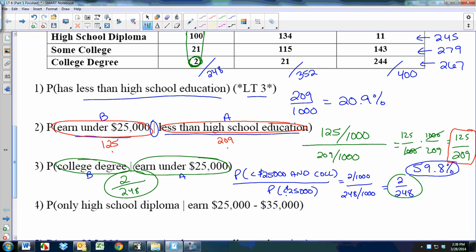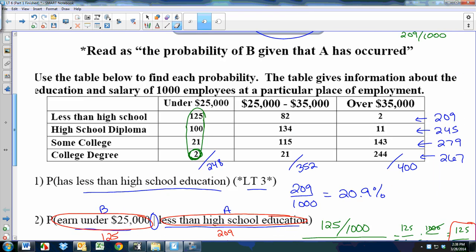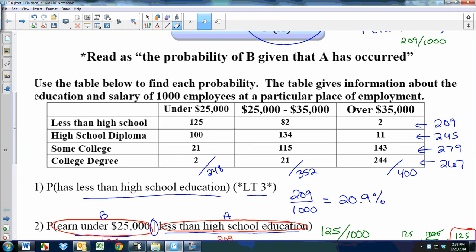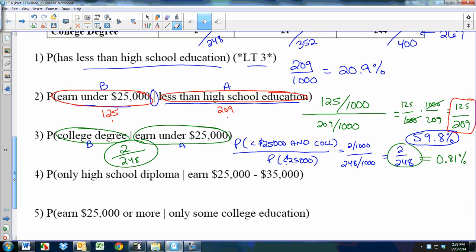So from this point on, we're not going to use the formula. We're just going to use the given information to reduce our sample space. By the way, that probability turns into a percent of approximately 0.81%. All right. I know that's been probably a little bit confusing up to this point. So now let's try to do number 4 and number 5 using the easier of the 2 ways to solve the probability.